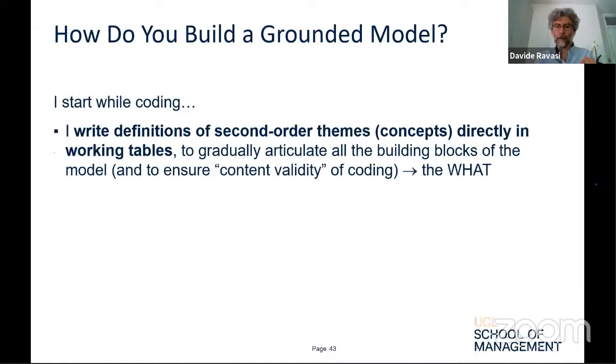And doing this directly in the table helps me make sure that whatever definition I give captures the content of the empirical evidence that I'm trying to express. It's some sort of content validity, if you allow the transposition of this evaluation criterion from positivistic research: making sure that the definition of your concepts, your constructs, covers the evidence that they are supposed to express, measure, represent. This gives you the what.